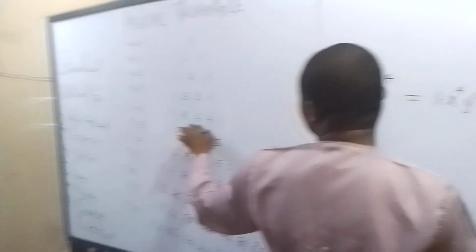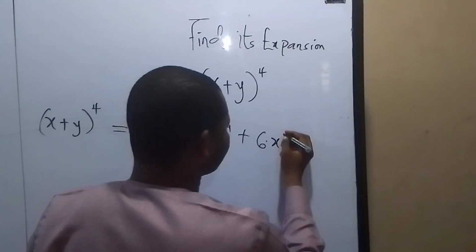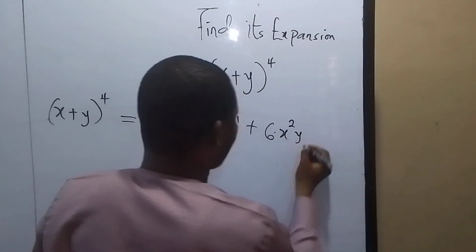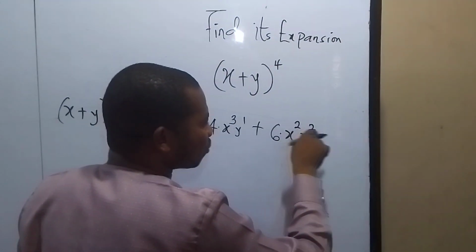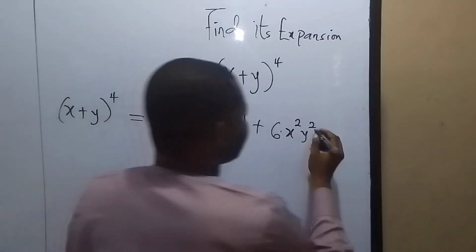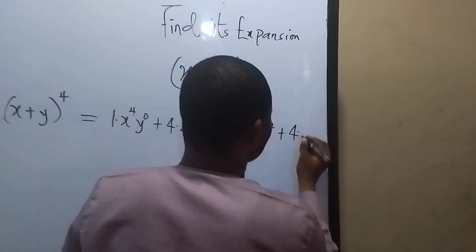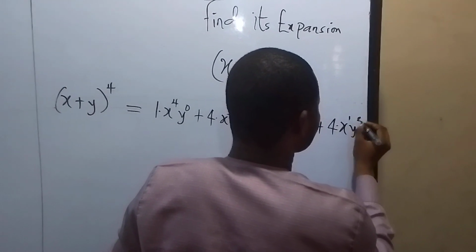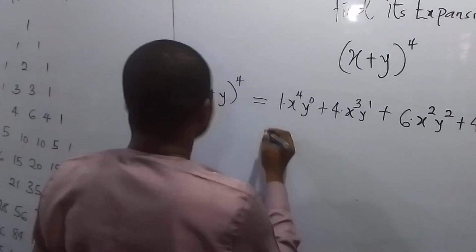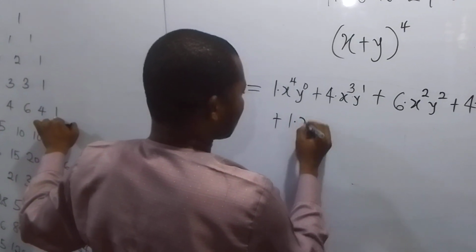The next one, the coefficient is 6. I'm going to have 6 dot x. If I remove 1 from 3, which is 2, then y, 1 plus 1 is 2. The power must always be complete. That is to say 2 plus 2 is giving us 4. Then the next one, according to our expansion method, is 4 dot x to power 1, y to power 3. And then finally, the next coefficient is 1, which is plus 1 dot x.